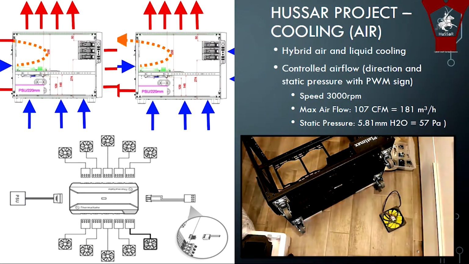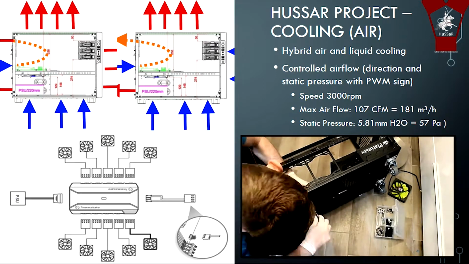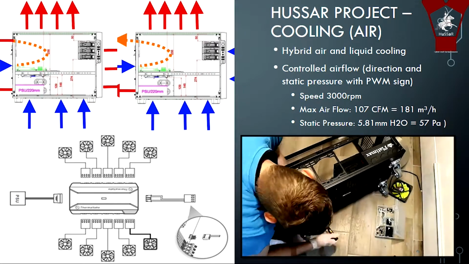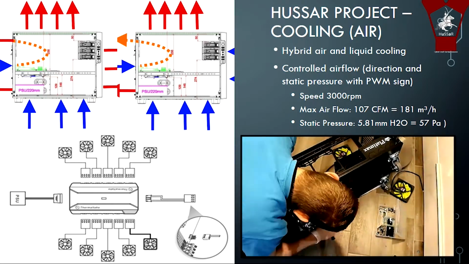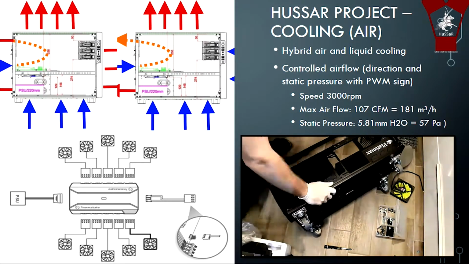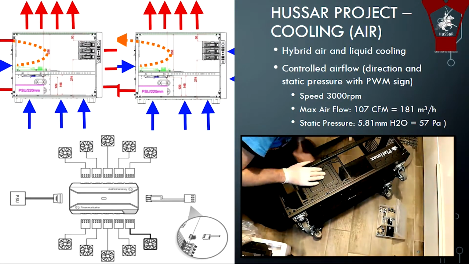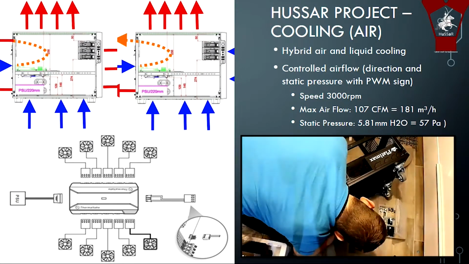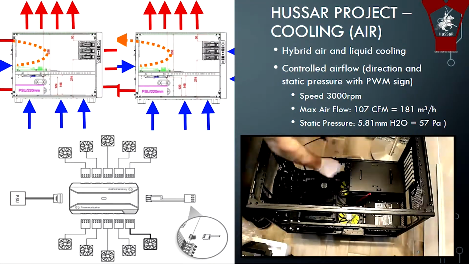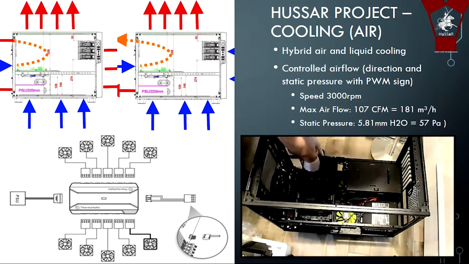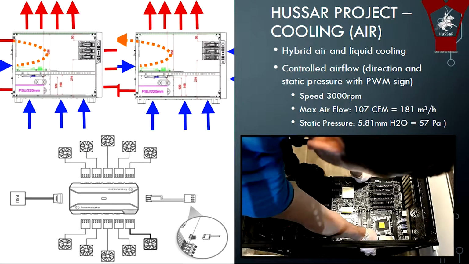As the cooling, we use a hybrid solution, air and liquid cooling. This is the air part. There are some air corridors in the PC case. The main idea was that the fresh air comes from below, and most of the warm air leaves the PC case at the top.